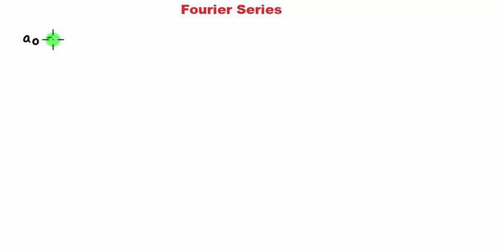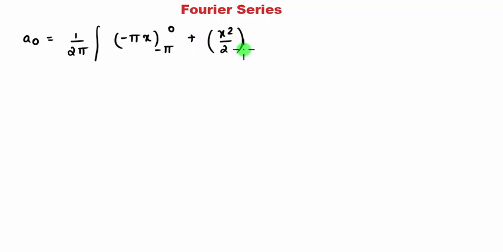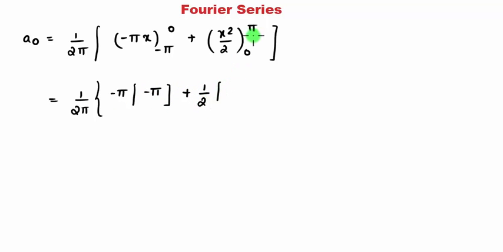Then my a0 will be 1 upon 2 pi. By solving, first will be minus pi x, my limits are minus pi to 0. Next is x square by 2, my limits are 0 to pi. Substituting, which gives me 1 upon 2 pi. Here minus pi is a constant. Putting the upper limit gives me 0. Putting the lower limit gives me minus pi, plus 1 by 2 is a constant. Putting the upper limit, it gives me pi square.